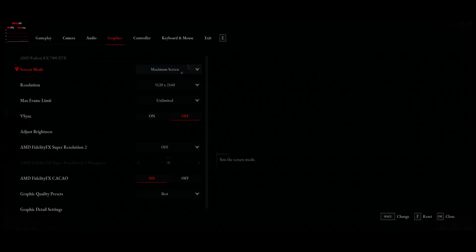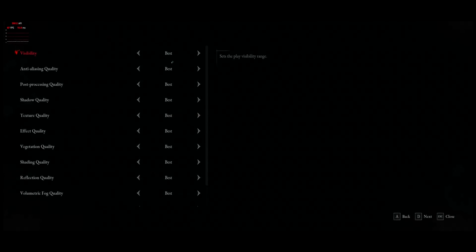The settings I used were full screen, or maximum screen as they call it, the test resolution, unlimited frame rate, VSync off, FSR and DLSS off, but be careful. When first starting the game, the standard setting for FSR is performance mode, if you don't jump into the settings and change it. Then set the graphics quality preset to best, which sets all the settings to best.